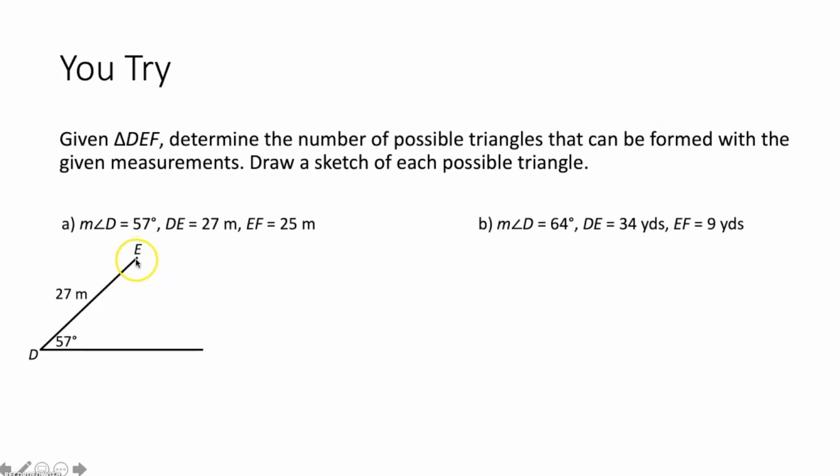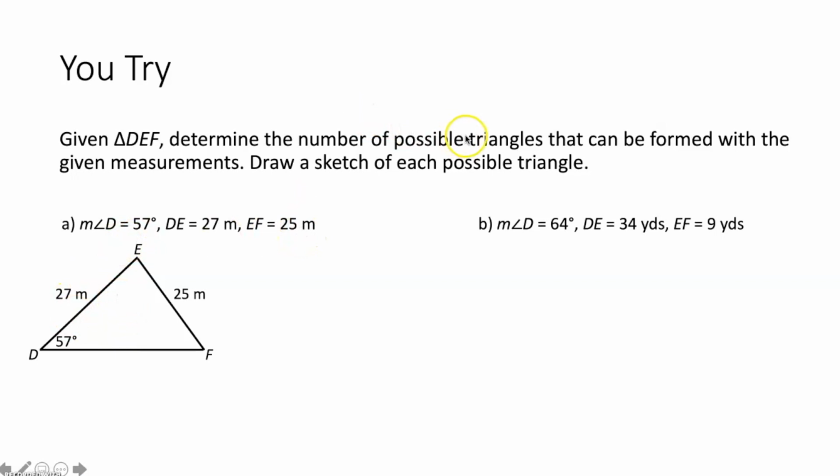Next, I'm going to finish this triangle by drawing this side length over here. And since this point is D, this point is E, that means this other point must be F, thereby making this segment EF. So I can label that as 25 meters. So we have successfully made a sketch of our triangle with this given information.